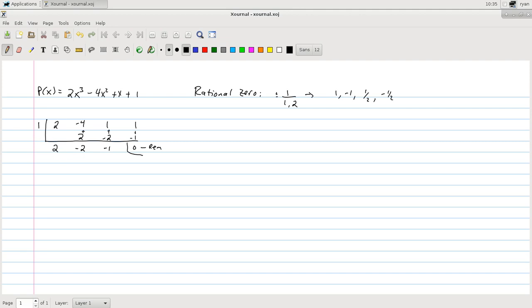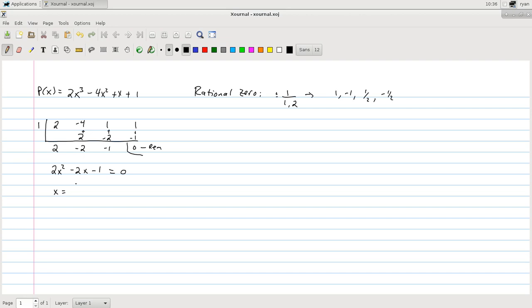And the other numbers that are here are the coefficients of the depressed polynomial. So we've got 2x squared minus 2x minus 1. Now we also want to know where this is 0. So we could either factor this or maybe use the quadratic formula. No factoring is jumping out at me, so I'm just going to plug this into the formula.